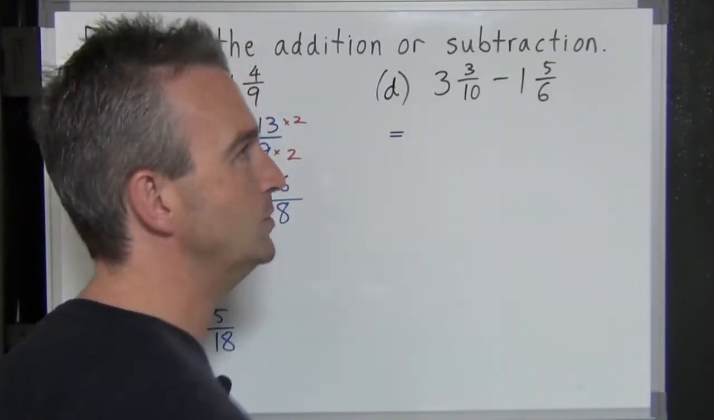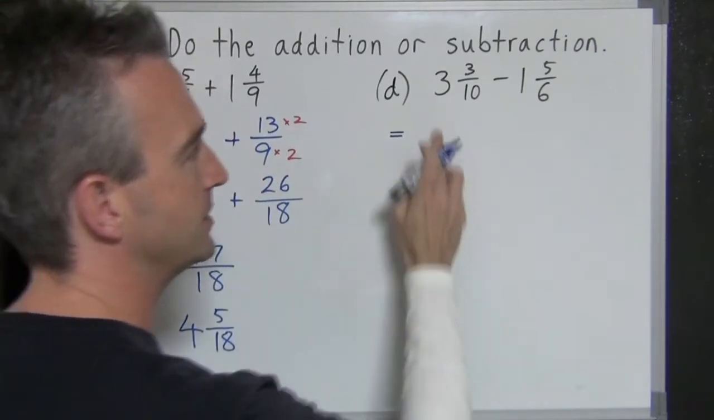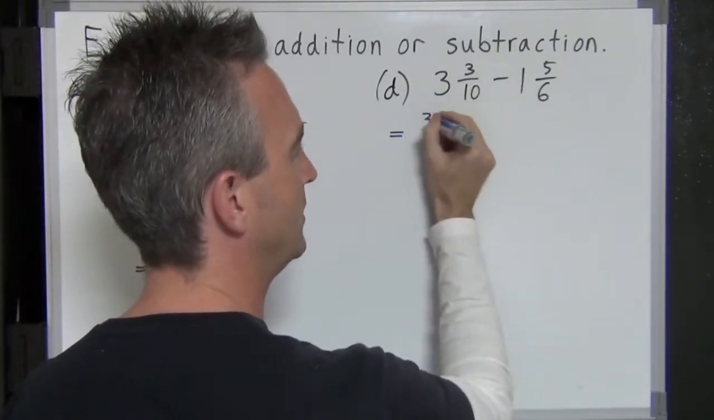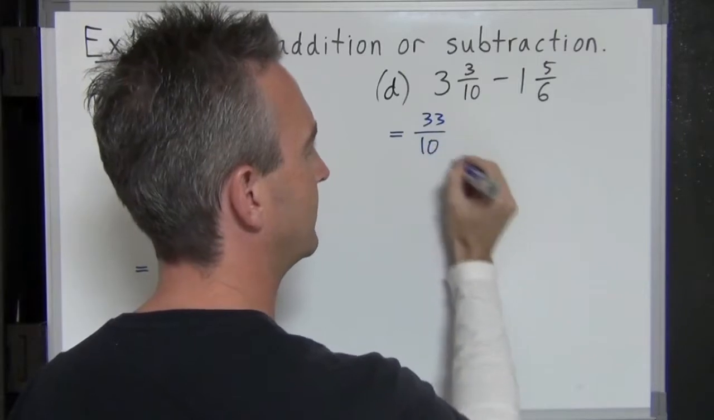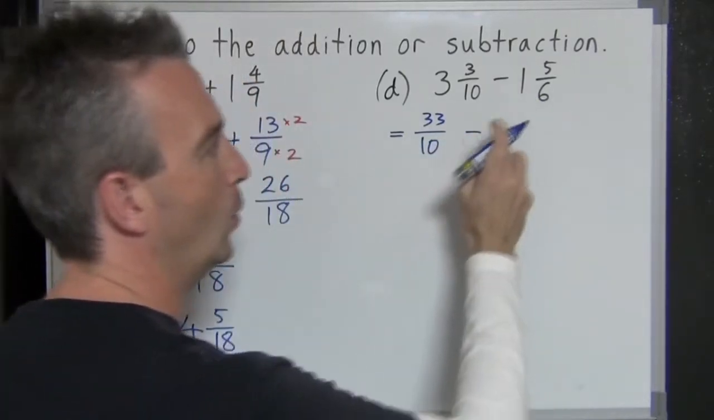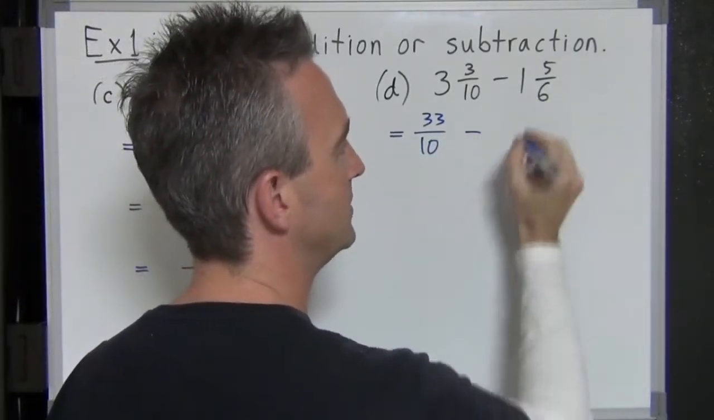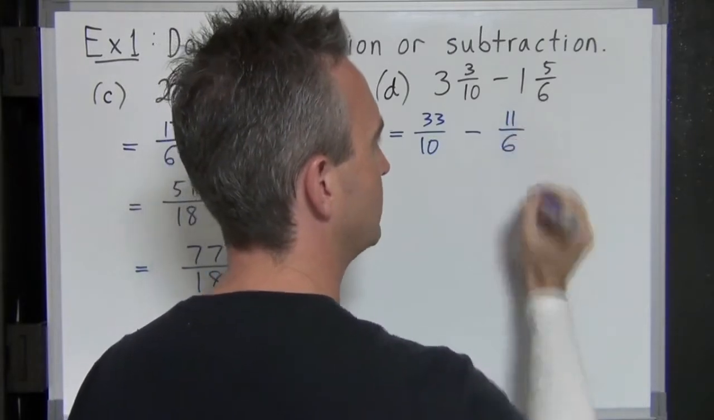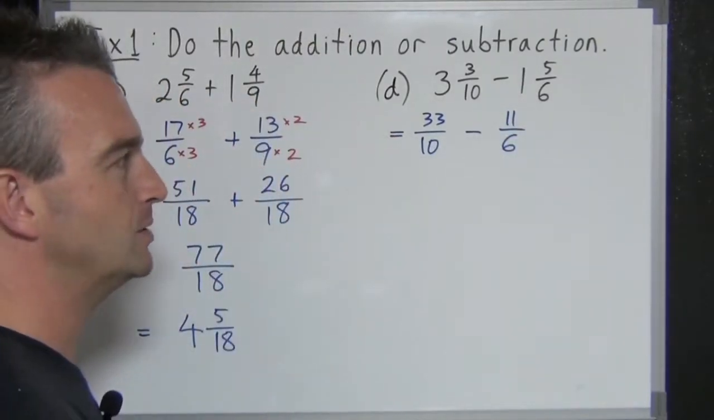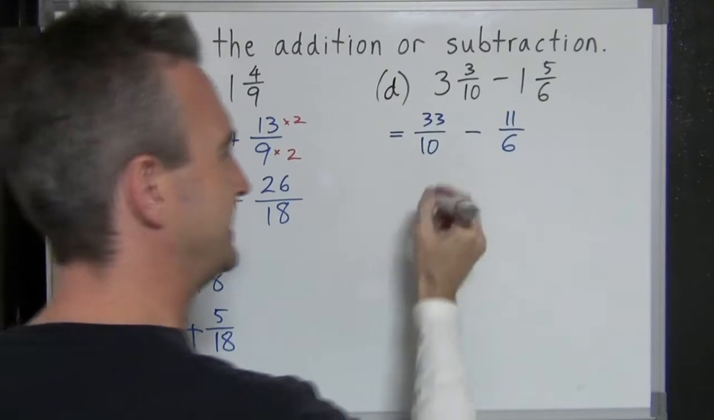3 and 3/10 minus 1 and 5/6. Let's convert to improper fractions. 3 tens are 30 plus 3, 33 over 10. Minus 1 6 is 6 plus 5 is 11 over 6. Oh, nasty. Lowest common denominator of 10 and 6.